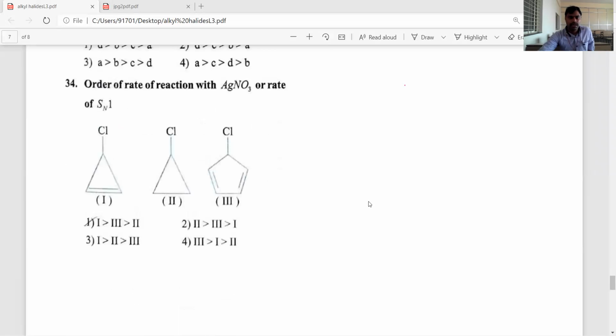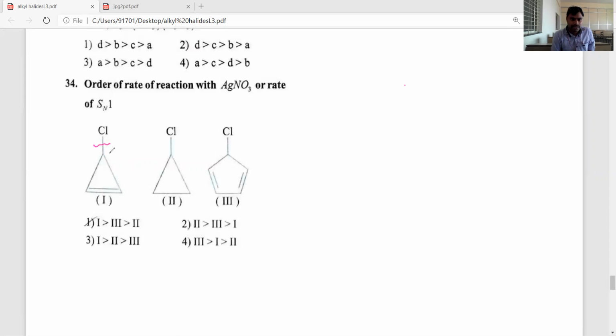Question also, correct reactivity order of SN1 reactions. See this chlorine, it breaks and forms a positive charge. Here it breaks, forms a positive charge. Now it contains a propylium carbocation.